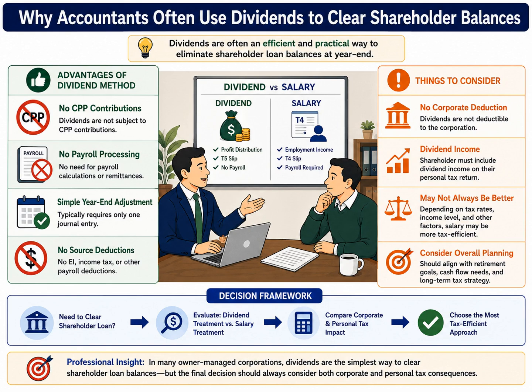First, dividends are not deductible to the corporation. Unlike salary, which generally reduces corporate taxable income, dividends are paid from after-tax corporate profits. Second, dividend income must be reported personally by the shareholder. While the dividend tax credit may help reduce the overall tax burden, personal tax still applies. Third, dividends are not always the most tax-efficient solution. Depending on the shareholder's income level, the corporation's tax position, retirement planning goals, and other circumstances, a salary may actually produce a better overall result.